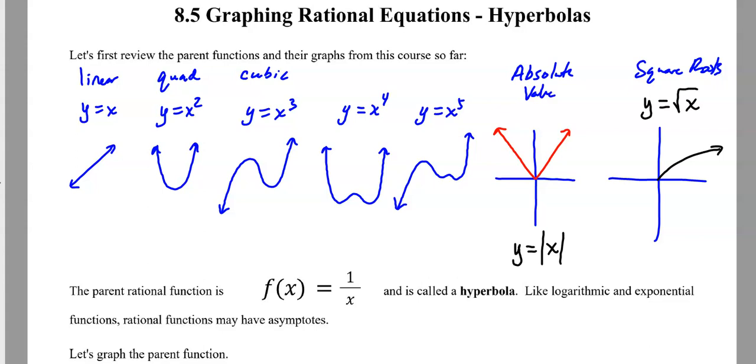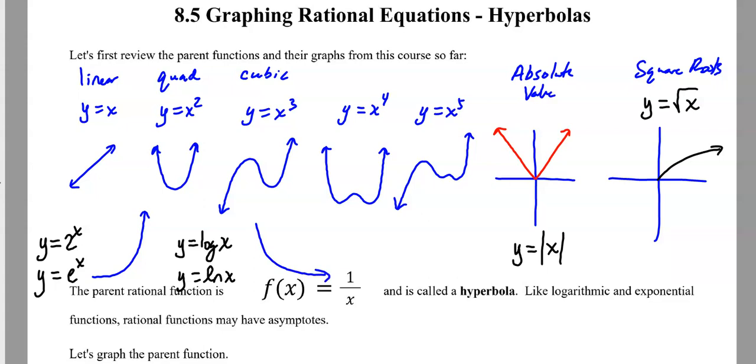We also had exponentials. So we had something like y equals 2 to the x, or y equals e to the x. And those started slow and then ramped up. And then we also had logs, so we had y equals log of x, or y equals the natural log of x. And those ones kind of came down and flattened out like that. So we have all different types of these parent functions. And we're going to learn a new one today. So the parent rational function, that's the one we're going to focus on.